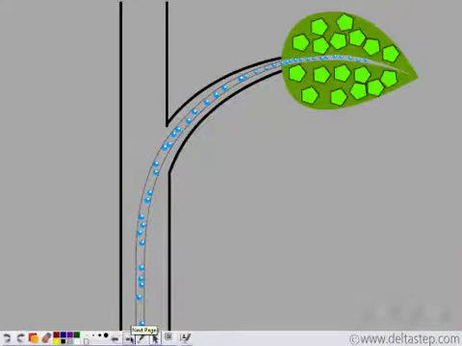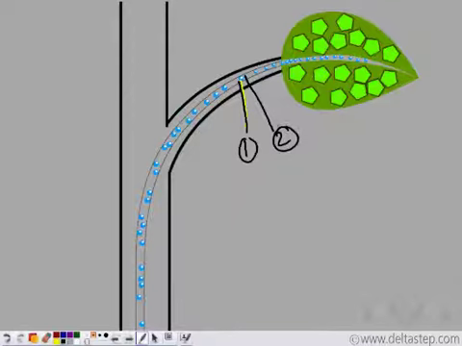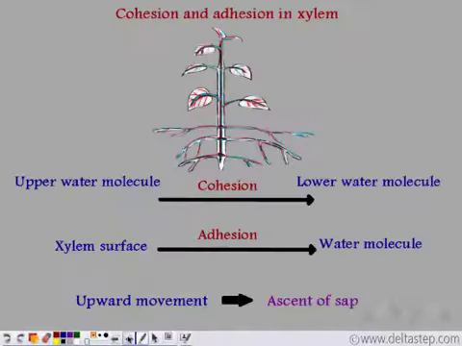See, even in the xylem, there is water to water cohesion. See, this is one water molecule. And this is the next water molecule. And these are attracted to one another. Now look at this water molecule which is attracted to the walls of the xylem. So this is adhesion. That is solid to liquid attraction. So cohesion and adhesion happen in the xylem.